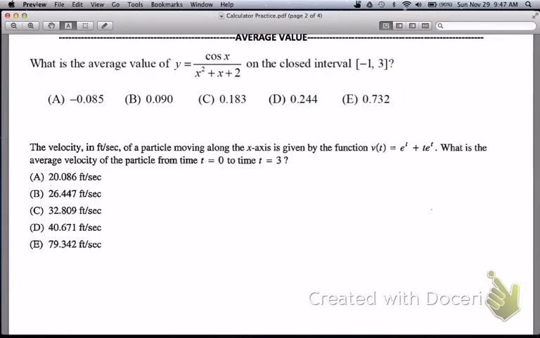So it says, what is the average value of y equals this function on the closed interval from -1 to 3? So first things first, I want you guys to put this into your calculators and then look at it on the interval from -1 to 3, see if you guys can get a good viewing window. So if you type this function into your calculator on the interval from -1 to 3, I found a viewing window that worked for me. The viewing window that I found that worked best for me was right here.